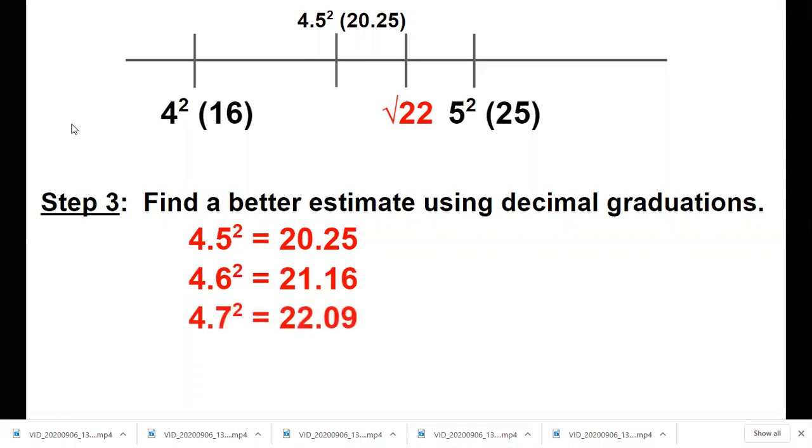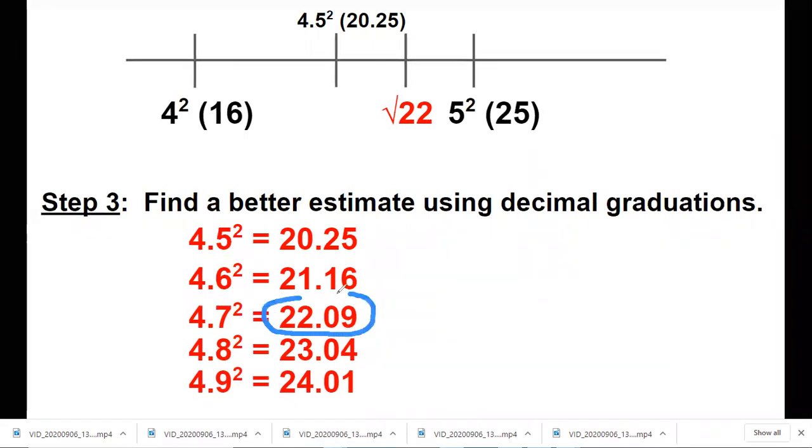4.7 squared, it's 4.7 times 4.7, that gives us 22.09. 4.8 squared gives us 23.04. And 4.9 squared gives us 24.01. So now we have to find out, where does 22 fall? Where would 22 belong? Well, it's just a little bit before 22.09, right? That's going to be our new upper limit.